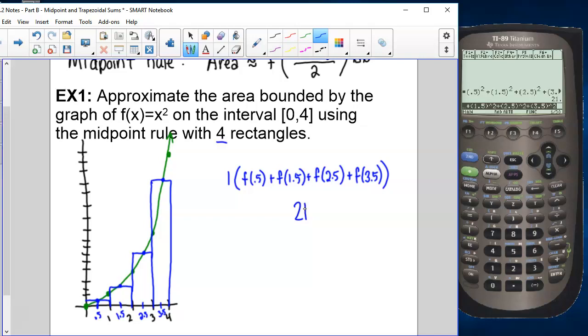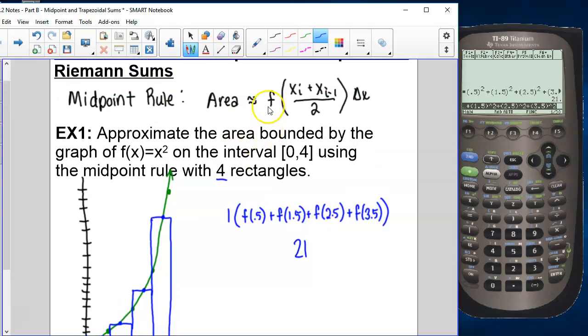Let's see. I do know how to do this exactly because I know things I haven't taught you yet. The actual answer for that, let me see real quick. The actual answer is 21.3 repeating. It gives you a pretty close approximation right here for this problem. So midpoint is a lot better than using left or right.